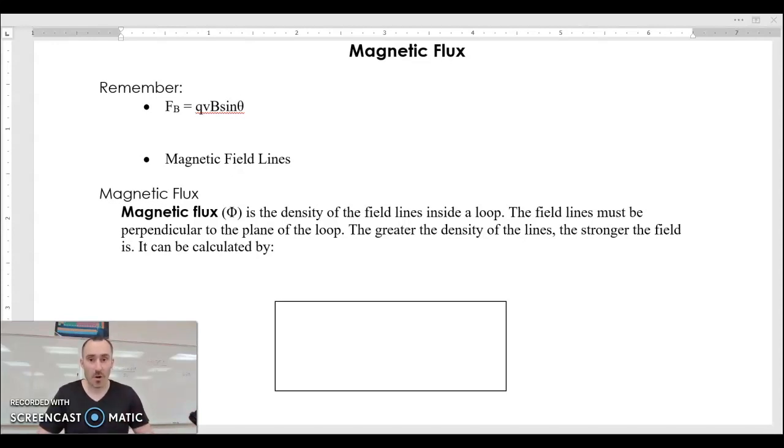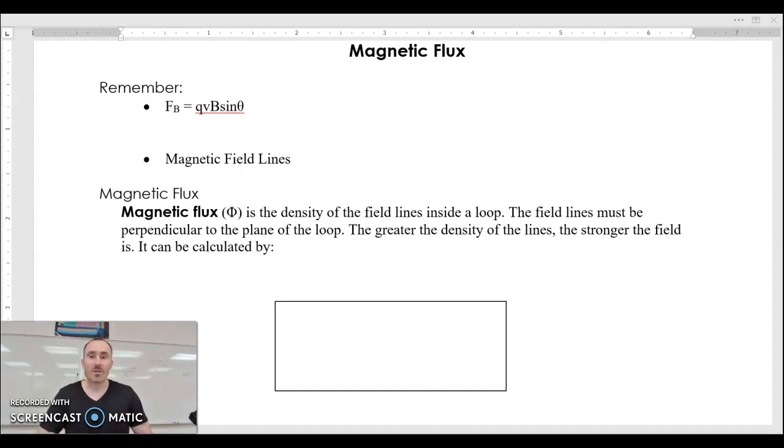So that's really where we're going. That's what it's all about. And this is all about the process of generating electricity using this specific technique. Okay, but before we can actually get all the way there, we have to put a few building blocks in place. The first one is called magnetic flux.